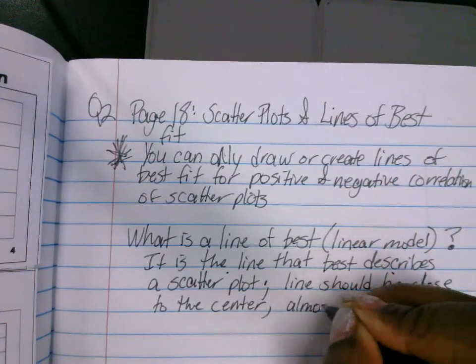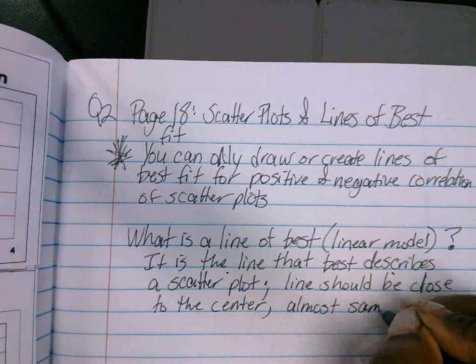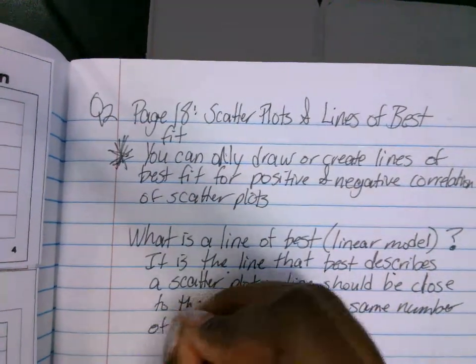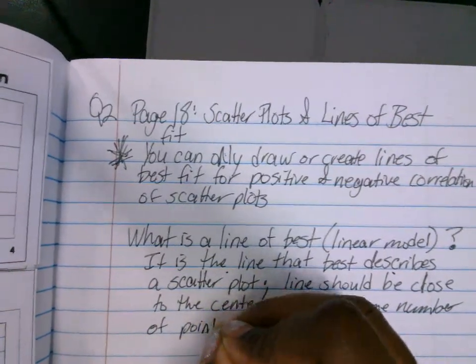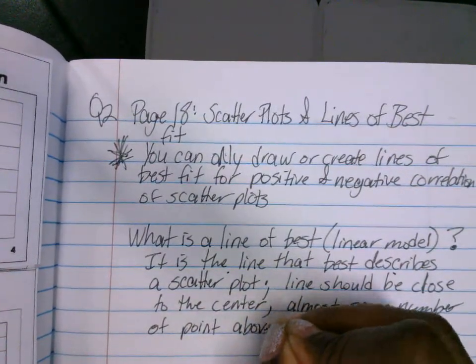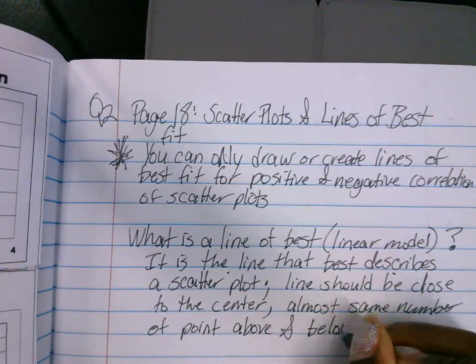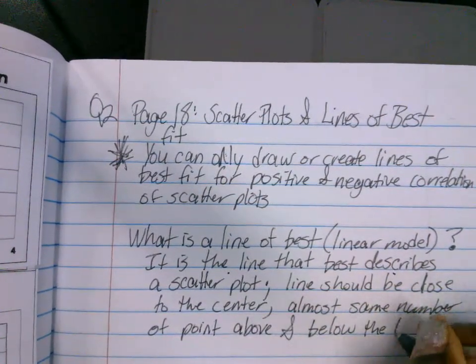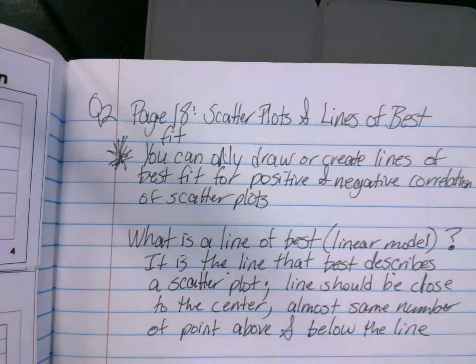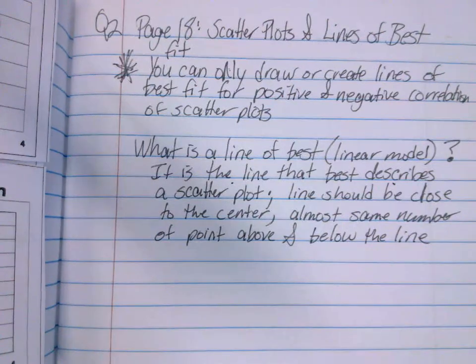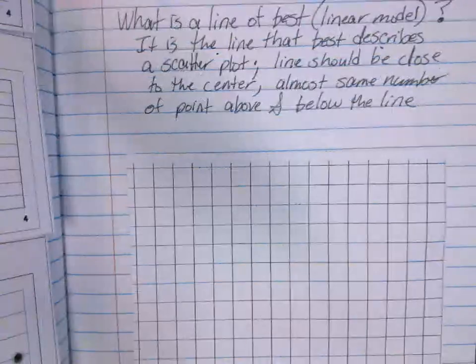The points should be, you should have the same number of points above and below the line, in the center. Almost the same number of points above and below the line. Okay? I'm going to pause for the cause, and then we're going to do an example.